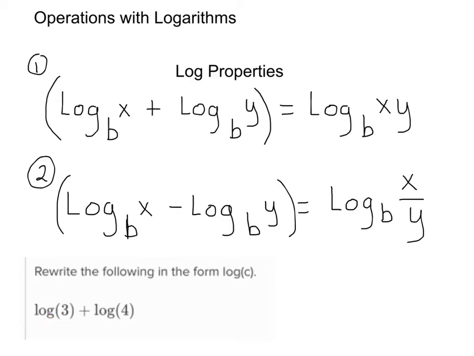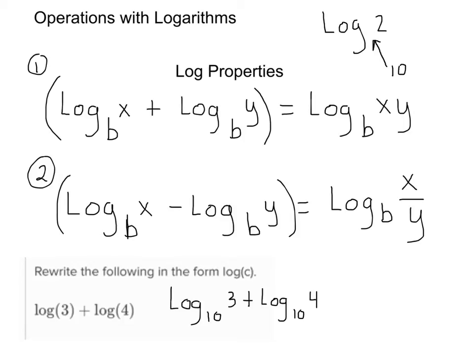I've got log. Now let me show you this first. You notice how they don't put a base? Okay, in logarithms, if they don't provide a base, so if they say log of 2, for example, and they don't write a base right here, the understood base is 10. Okay, the understood base is 10. So here, they're saying the log base 10 of 3 plus the log base 10 of 4 equals.